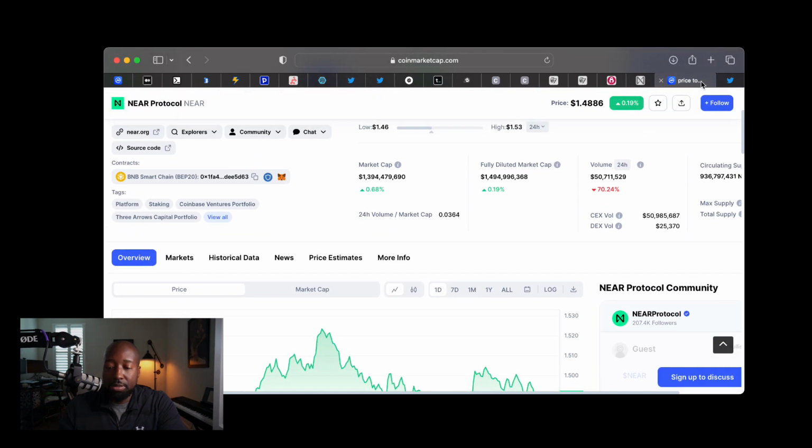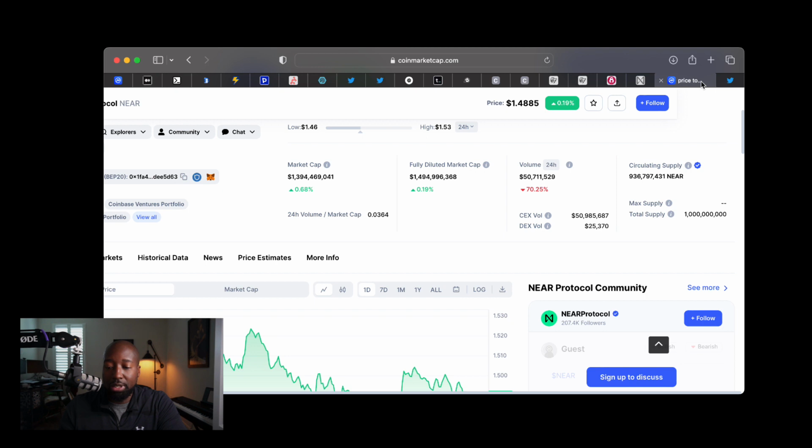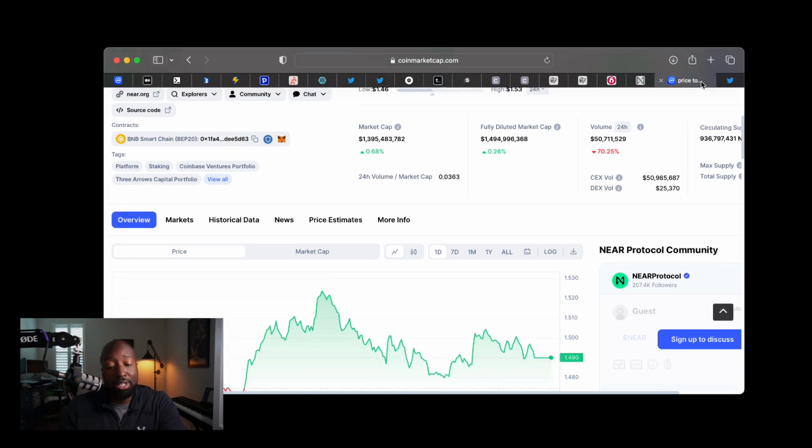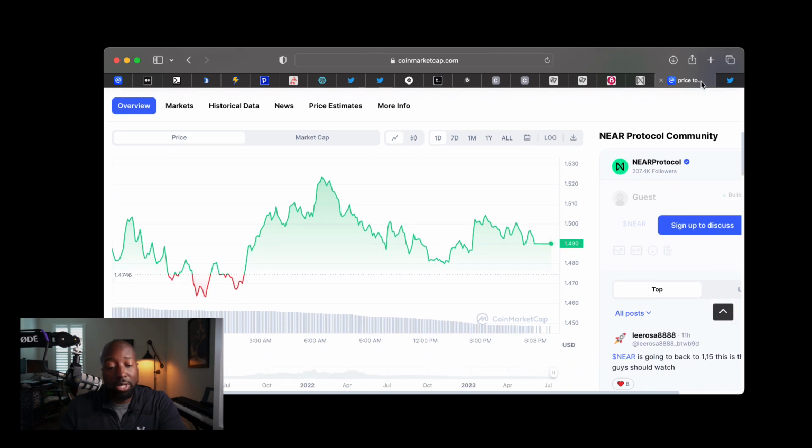$1.49. Circulating supply we talked about is 936.7 million. And then we have a max or total supply of 1 billion. So that's roughly 60 million tokens that are left to be distributed into this project in the next 2 years. 60 million tokens. I know they're introducing some burning, but sheesh. So that's going to impact the price anyway.